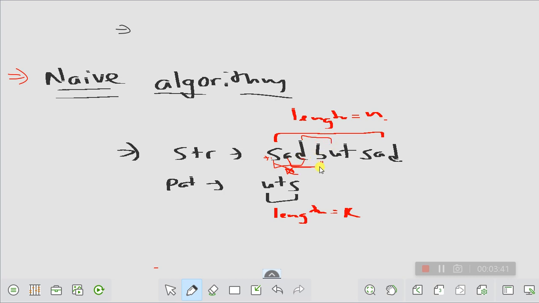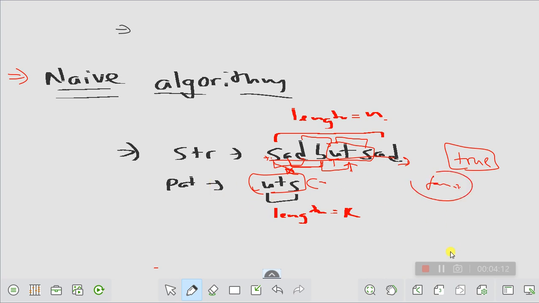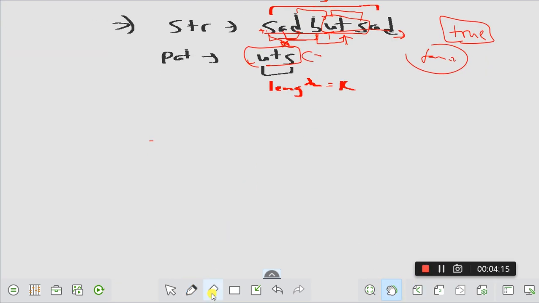Is this equal to the pattern? No. Then I'm going to move my window here. Is this equal to the pattern? No. After that I'm going to move my window here. It is like the sliding window concept, where we check for every window whether it is equal to my pattern or not. If it is equal, then I'm going to return that particular index, or true, that my pattern is found. Else, if I have not found this pattern in the whole string for every window, then I will return false.